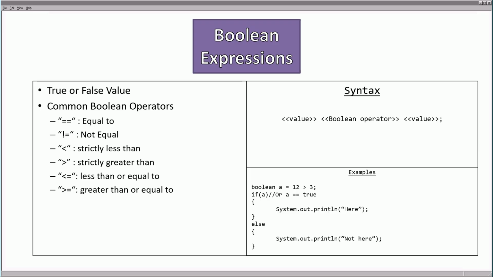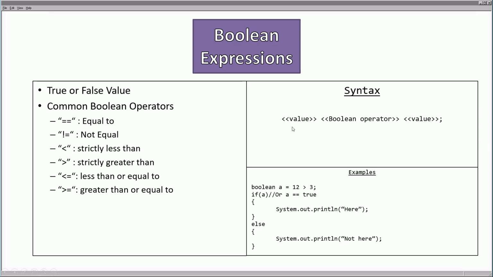Now, just like the math that we have described before, we have certain operators that we use to evaluate whether or not something is true or false. Some of the most common ones that you'll see are the two equals side by side. This corresponds to equal to. The exclamation point equals indicates not equal. Also, we have strictly less than, strictly greater than, less than or equal to, which is denoted by a less than followed immediately by an equal sign, and also greater than or equal to, which is basically the same thing.